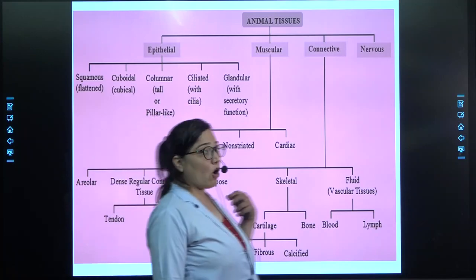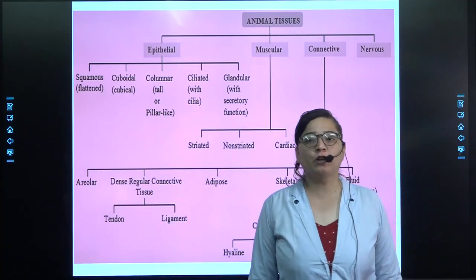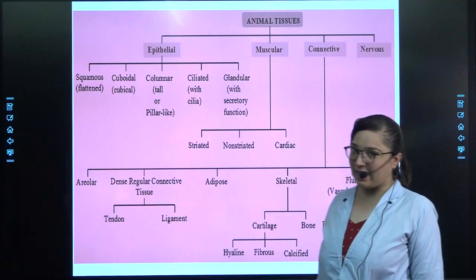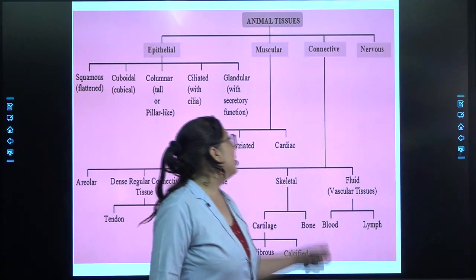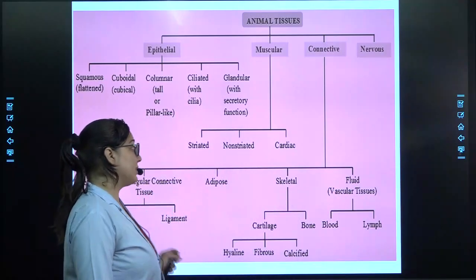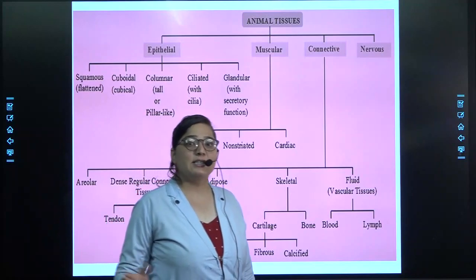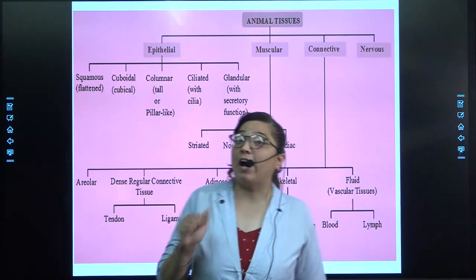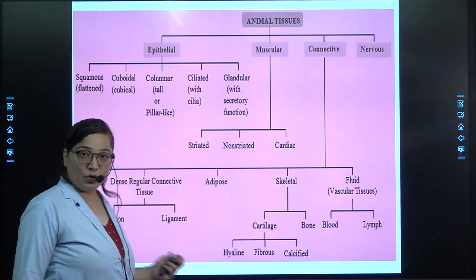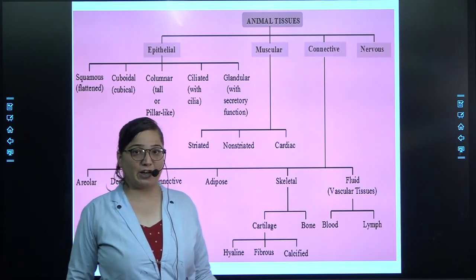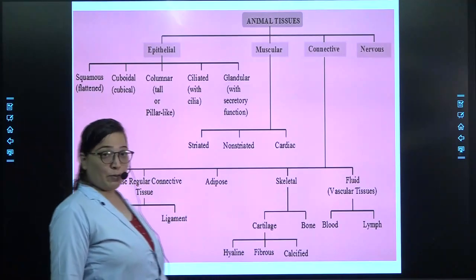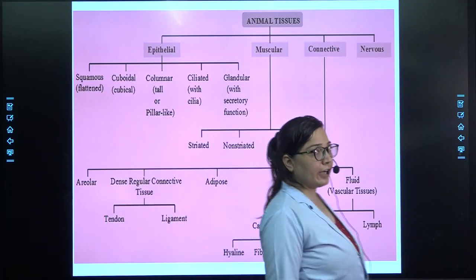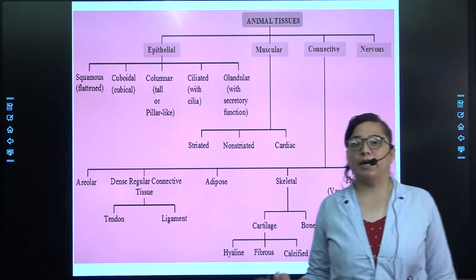tissue. If we talk about all the 4 types, then epithelial tissue is further classified into 5 types, that is squamous, cuboidal, columnar, ciliated and glandular. Muscular tissue is further bifurcated into 3 types, that is striated, non-striated and cardiac. If we talk about connective tissue, there are 5 types: areolar tissue, dense regular tissue that is further bifurcated as tendon and ligament, adipose tissue, skeletal tissue that is further bifurcated as cartilage and bone. Coming to fluid connective tissue, it is further bifurcated as blood and lymph.